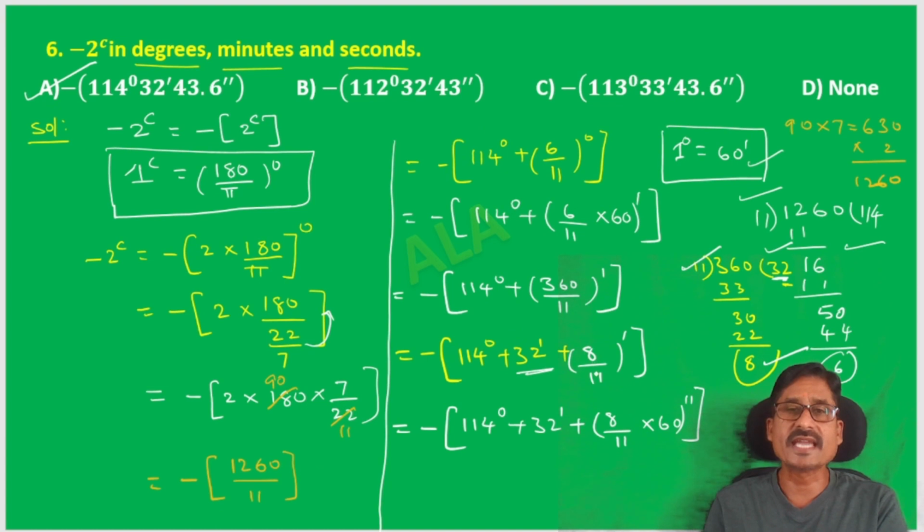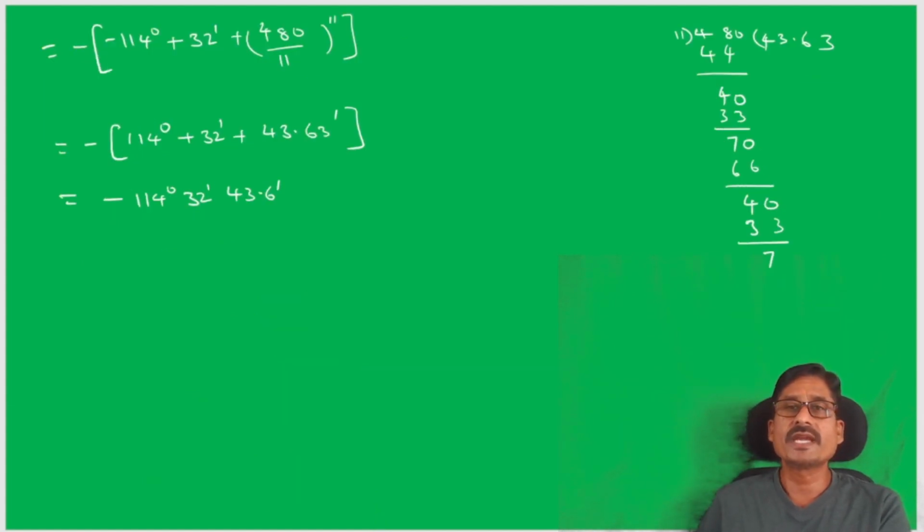60 seconds. This 8 by 11 multiply with the 60. 8 into 60 is what? 480. Again that 480 divided with the 11. 480 divided with the 11. Then what we got? 43.63.